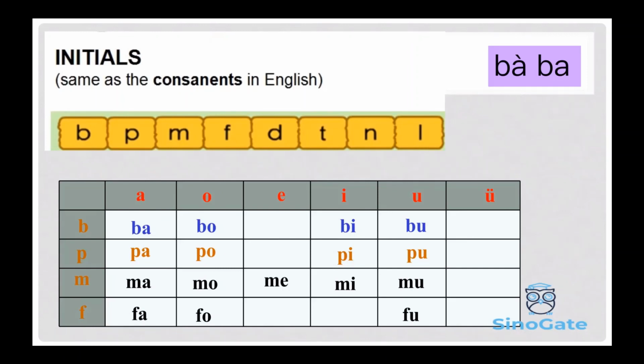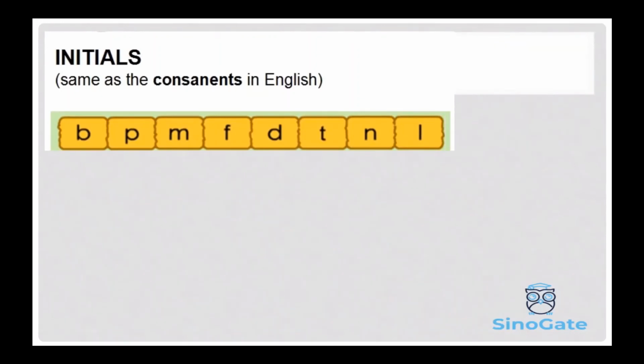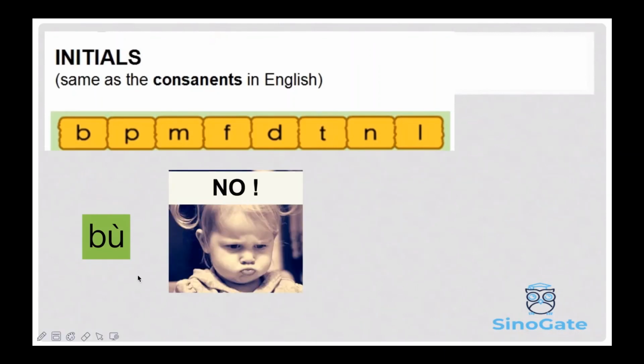It means dad, father in Chinese. The next one, first tone, ma, ma. Mama. Mama means mom, mother. Mama. Baba. And let's check more combinations. Bu. Bu in Chinese means no, negative, not. Bu.